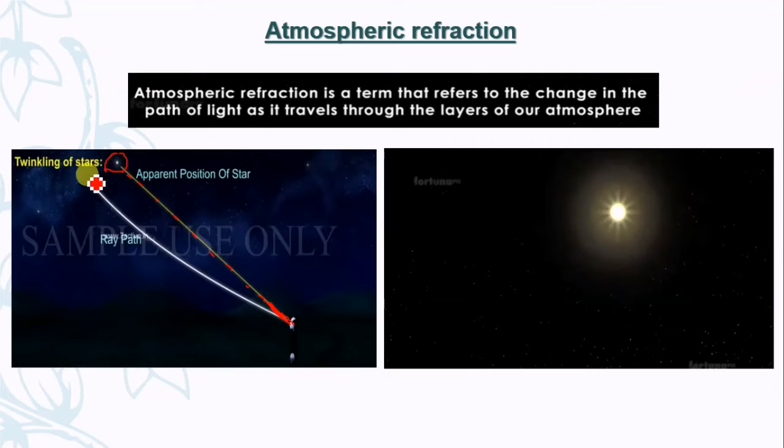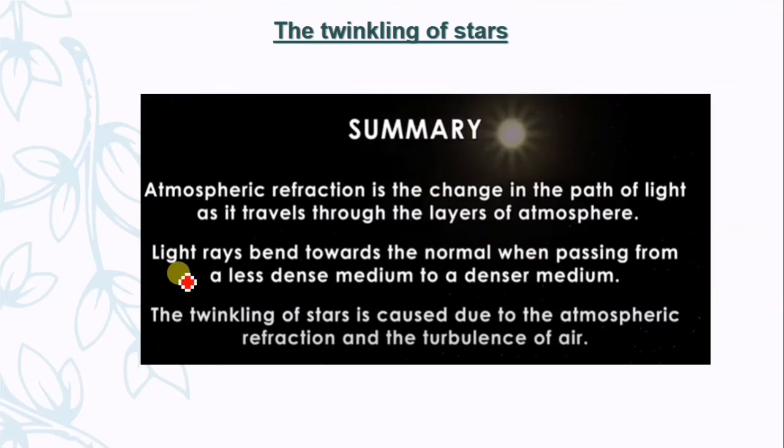So therefore we see the star. When we walk or look at the sky, we see the star flickering, and it gives us the impression of twinkling. Okay, so this is the first one, about twinkling of stars, which is caused by atmospheric refraction. Summary: atmospheric refraction is the change in path of light as it travels through layers of atmosphere.